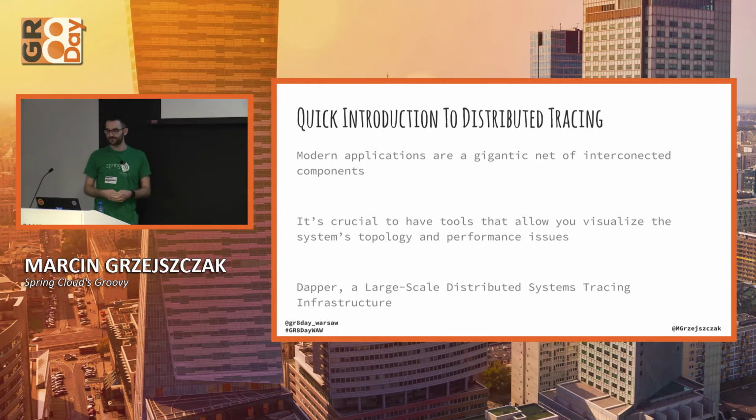It's crucial to have tools that allow you to visualize the system's topology and performance issues. It would be awesome to see that, for example, a request is sent and suddenly in the 58th microservice there's a bottleneck. And actually there are tools for that. Google developed something called Dapper, a large-scale distributed systems tracing infrastructure. You can check a paper about that.